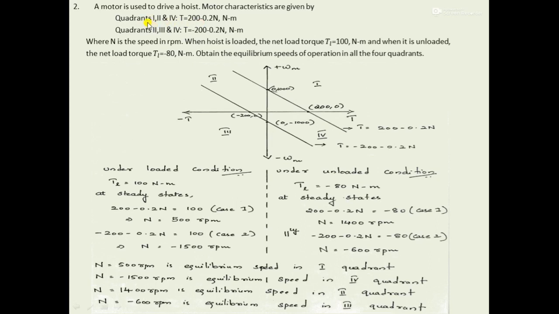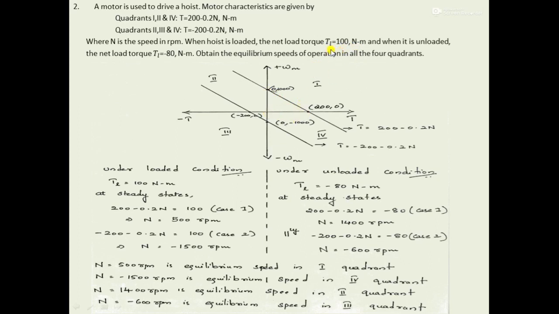The first characteristic is lying in the first, second and fourth quadrants. So I have drawn a line touching all three quadrants, that is the first, second and fourth quadrants. Similarly, the second characteristic is lying in the second, third and fourth quadrants. So I have drawn another line which is passing through the second, third and fourth quadrants. From both these characteristics we can easily obtain their intersecting points. Once the intersection points are determined, we can find the corresponding load torque positions. Under loaded condition, the load torque is given as 100 Newton meter.